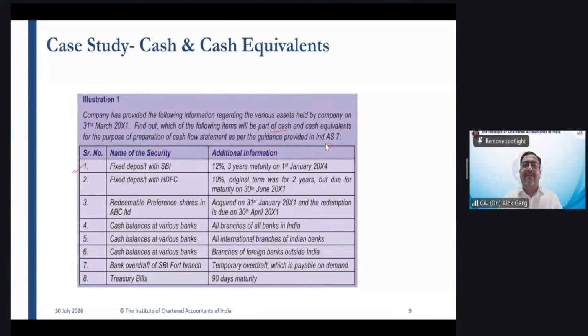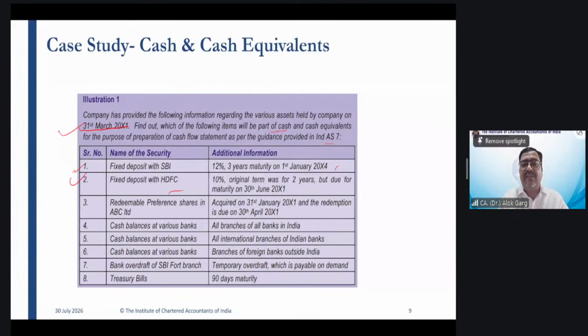Quickly tell me. Fixed deposit with State Bank of India, 12%, 3-year maturity on 1st January 2004. On 31st March 2001, you have to give me the classification. Is it current, non-current? Of course, non-current. It is going to be matured on 1st January 2004. It is non-current, right? Non-current other financial asset.